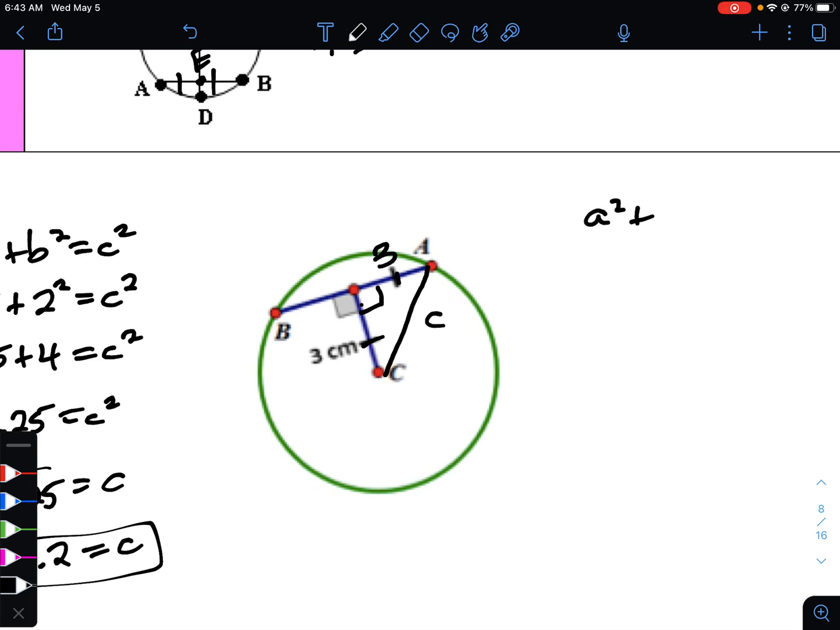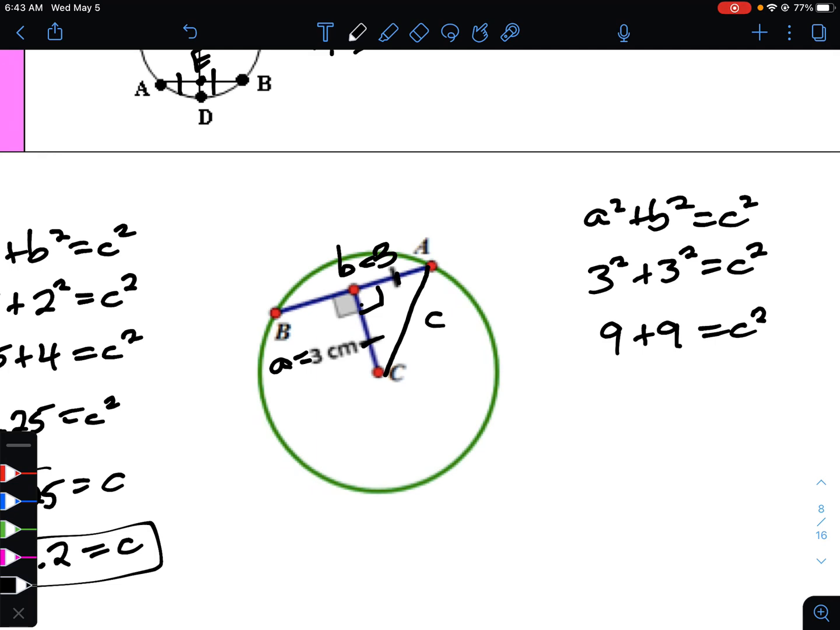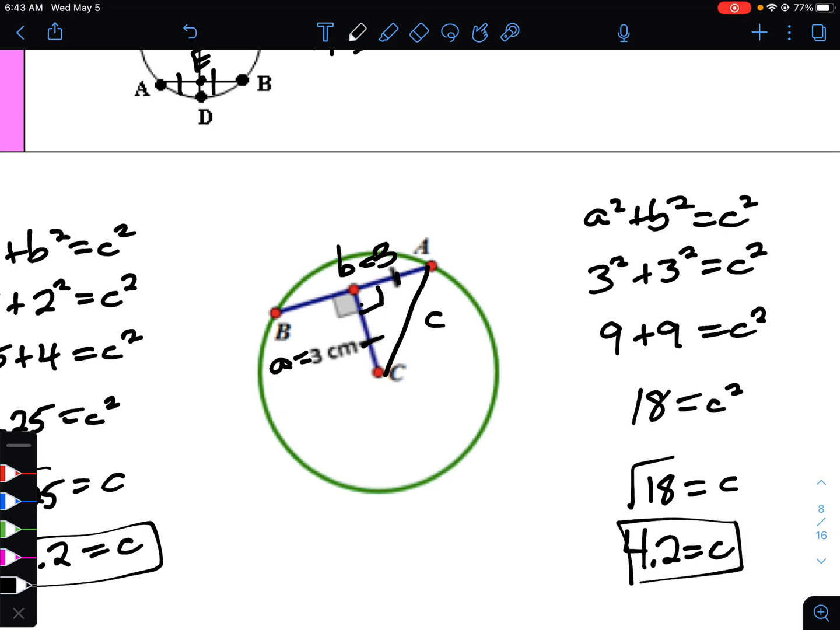So then we'll go ahead and once again use Pythagorean theorem. And since they're both the same, it really doesn't matter, but we'll just go ahead and label them as A and B. So that would be 3 squared plus 3 squared equals C squared. 3 squared is 9, plus 3 squared is also 9, and that's going to be equal to C squared. So then add those together, 18 equals C squared. And now we'll go ahead and take the square root. So we'll take the square root of 18, which is approximately 4.2, and there would be our distance C.